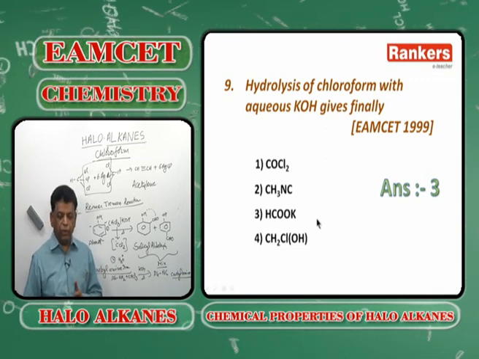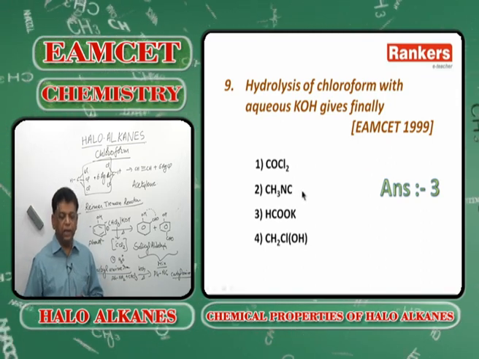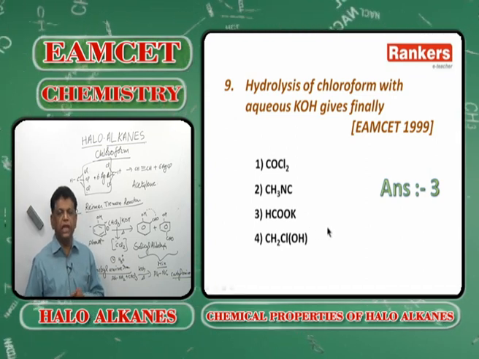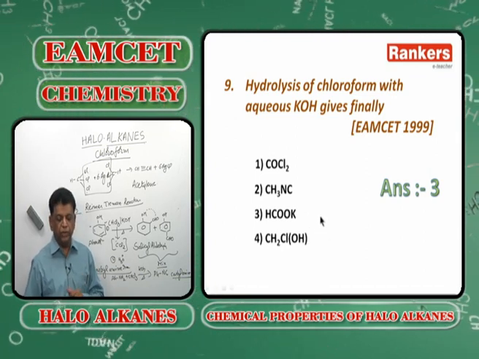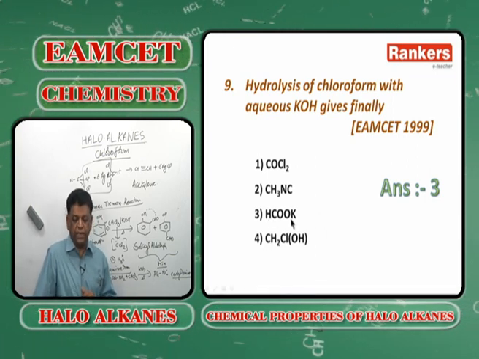Three OHs become unstable, so two OHs will be eliminated as water and it will become an acid. Because the base, KOH, is also available, the acid reacts with the base and forms a salt of formic acid, that is potassium formate, which will be the right answer.